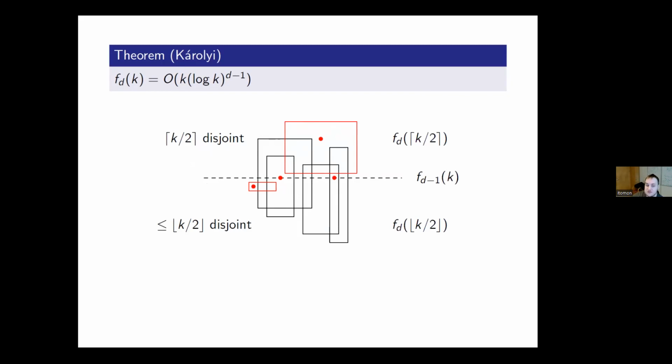Then first you look at the upper half, and you can find k over 2 points that pierce all the boxes that are strictly contained there. Similarly for the lower half. But then you still have to deal with the boxes that intersect your hyperplane. Everything that happens with the boxes that intersect this hyperplane is decided just by the intersection of the box and the hyperplane, which is a family of d minus 1 dimensional boxes.